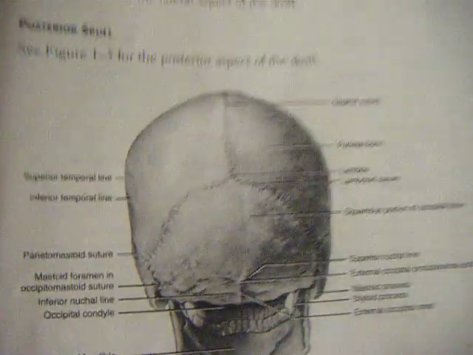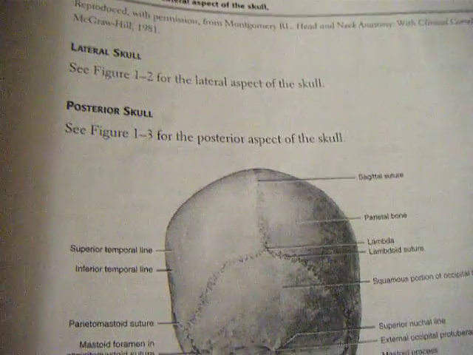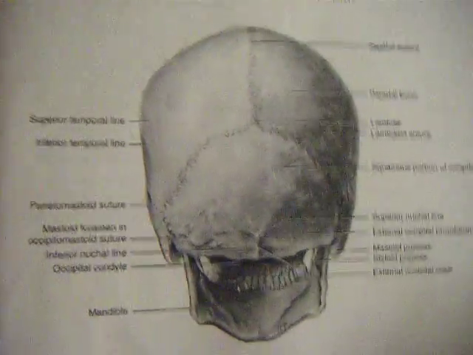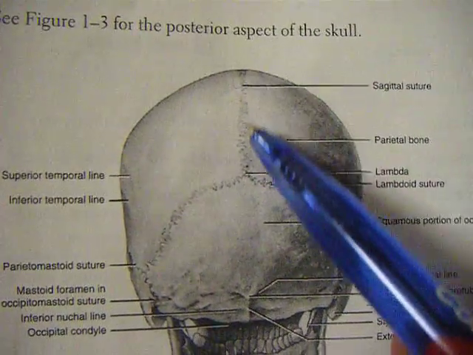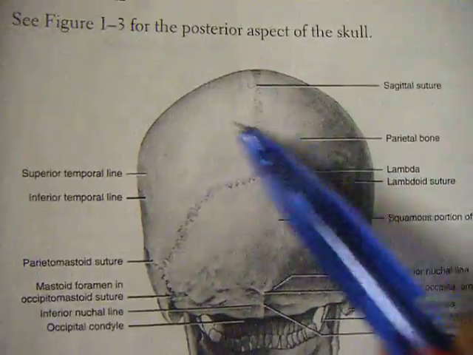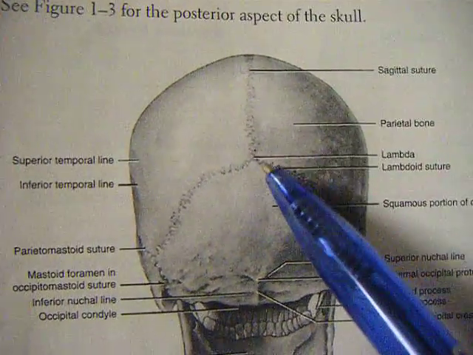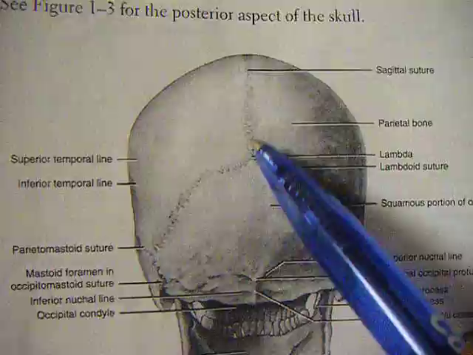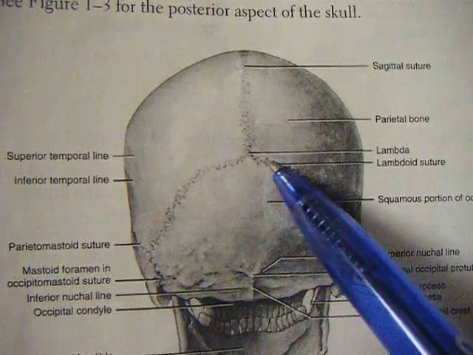Now that is your posterior skull. This is the sagittal suture, posterior aspect of the skull. These are the parietal bones, two parietal bones. This is the lambda. And this is the lambdoid suture.